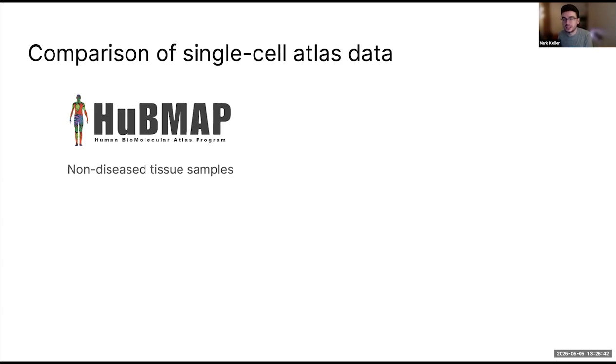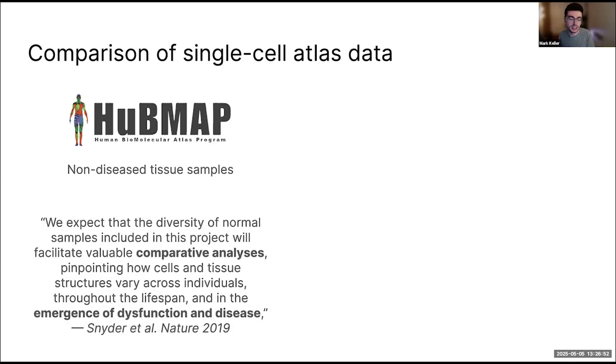Next, this is a different use case where we're comparing data. So from HubMap, which is profiling these non-disease tissue samples. But one of the goals of HubMap was always to enable comparative analysis. This is a quote from the original publication describing HubMap, where the authors said they expect this to facilitate these analyses and understand how cells and tissue structures vary across individuals throughout the lifespan and in the emergence of dysfunction and disease.